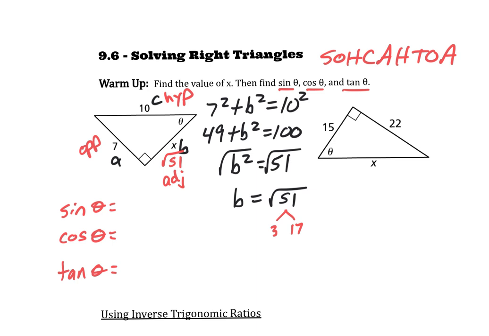Be careful when labeling, because how we label that is everything. So sine is opposite over hypotenuse. This is my opposite side, this is my hypotenuse. So we would simply say 7 over 10. We don't do anything to solve it. We're just looking for a ratio.